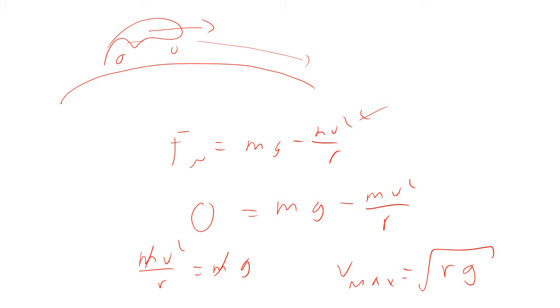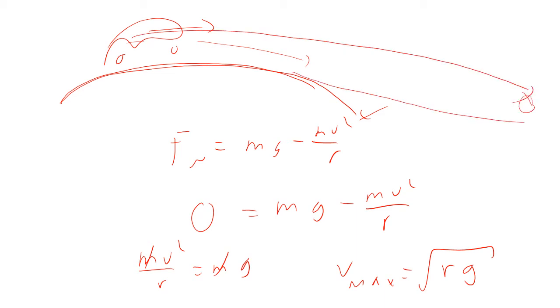If you try to go faster than that, the normal, instead of going negative, just is not big enough. In other words, mg is not big enough to keep you going, and so you launch off the hill and land somewhere else.